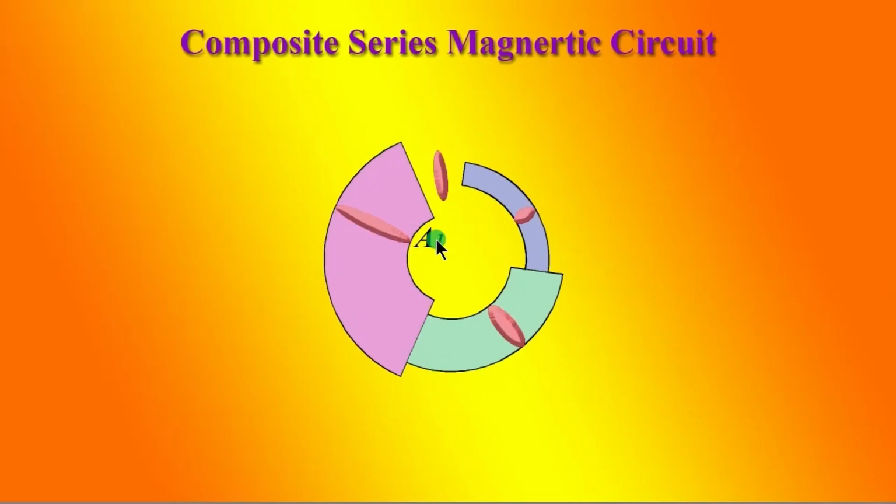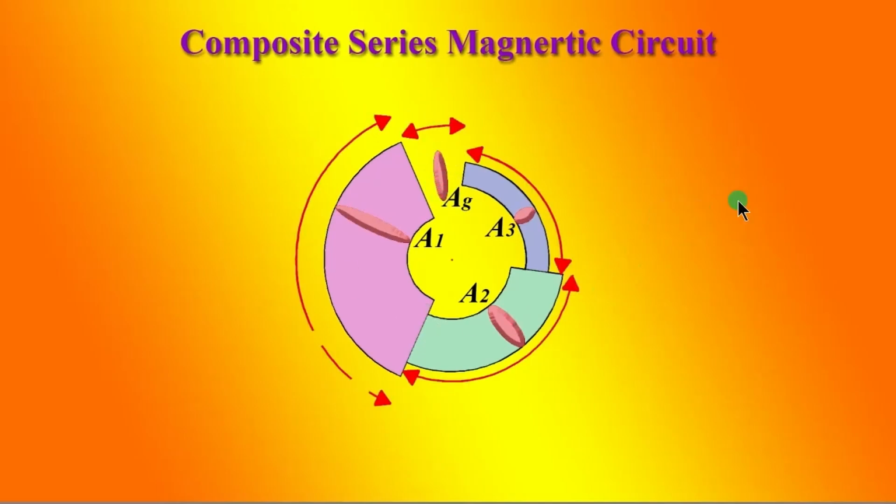Let the area of cross section of this section be A1, this section A2, this section A3, and that of the vacuum or air gap be AG. Similarly, the length of this core is L1, for this core L2, for this one L3, and the air gap is LG. The permeability of this core is mu R1, this one mu R2, this one mu R3, and that of the air gap is mu 0.